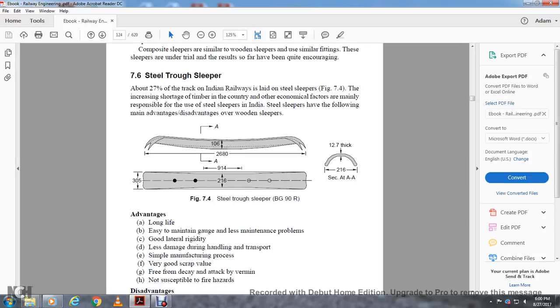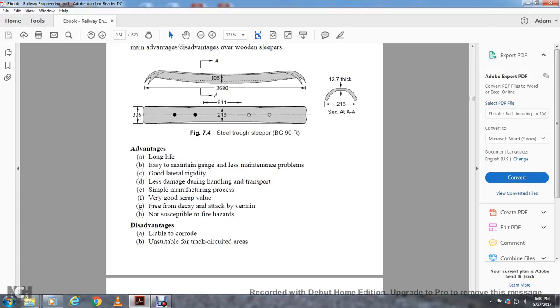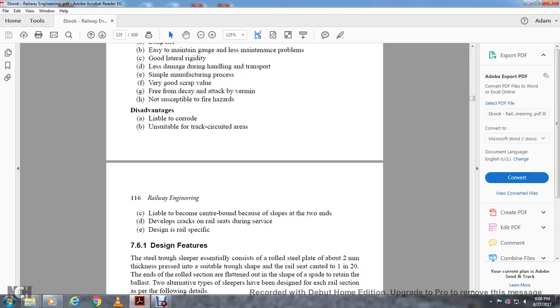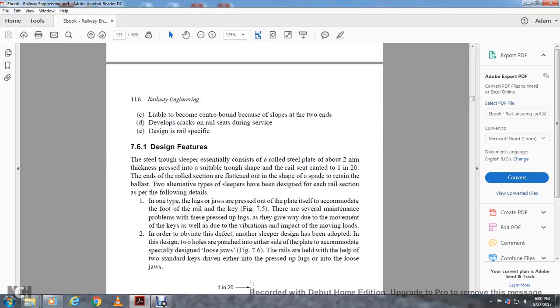The advantages are long life, easy maintenance of gauge, fewer maintenance problems, good lateral rigidity, less damage during handling and transportation, a simple manufacturing process, very good scrap value, and freedom from decay, attack by vermin, and fire hazards. The disadvantages are that they are liable to corrode, unsuitable for track-circuited areas, liable to become center bound because of the slope at the two ends, and develop cracks on the rail seats during service. The design is rail specific.